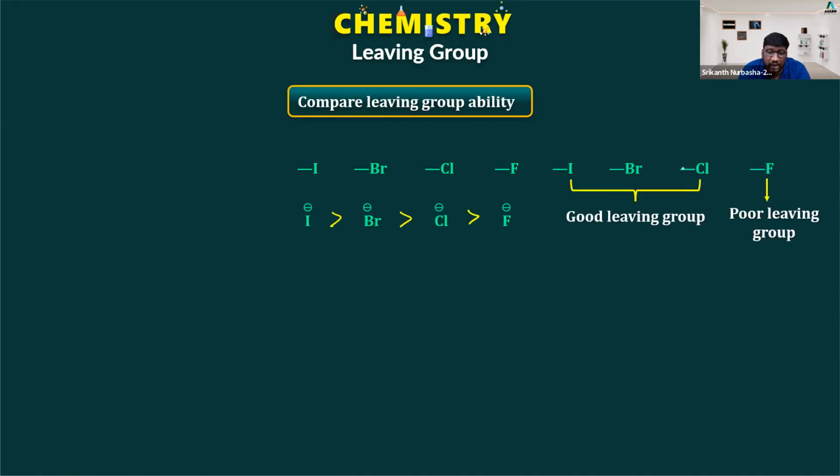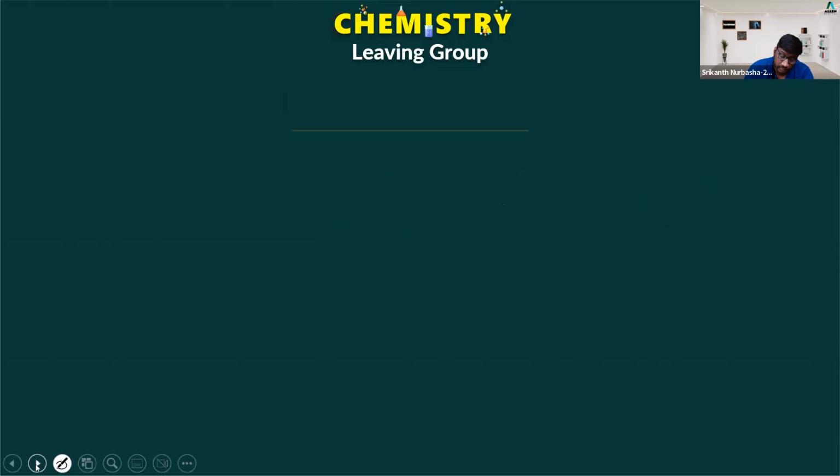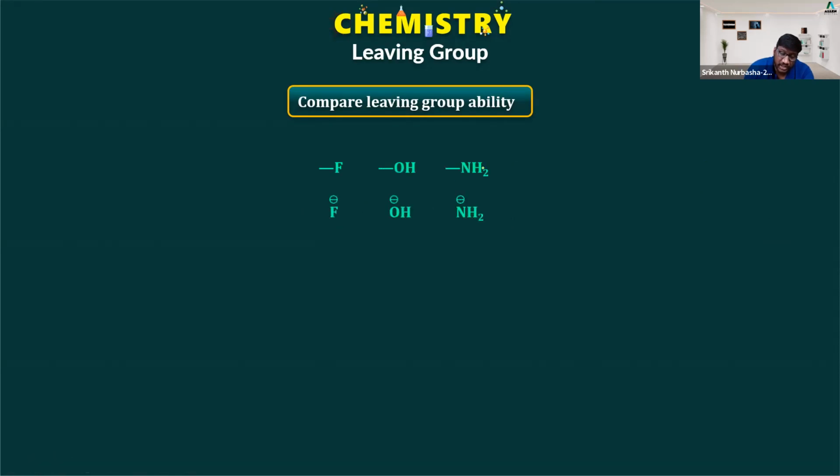Iodine, bromine, chlorine are considered good leaving groups, whereas fluorine is a poor leaving group. Like fluorine, OH, NR2. Fluorine generates F minus, OH generates OH minus, NH2 generates NH2 minus. Which is going to be the good leaving group now?